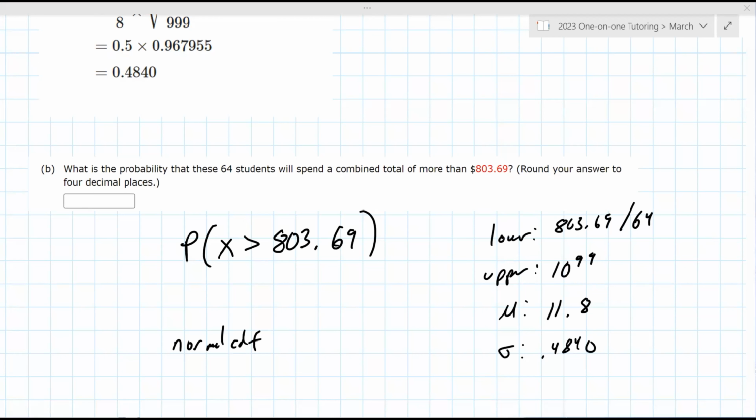So you're going to go back to your calculator in normal CDF to calculate this. Let me do that here as well. Type in 803.69 divided by 64, and then a comma. The calculator will do that calculation for you as you go. 11.8 is the third one, and then 0.484 is the last one there.